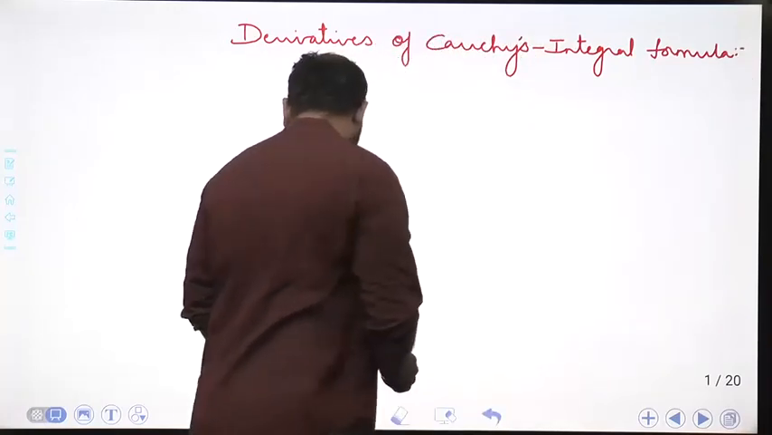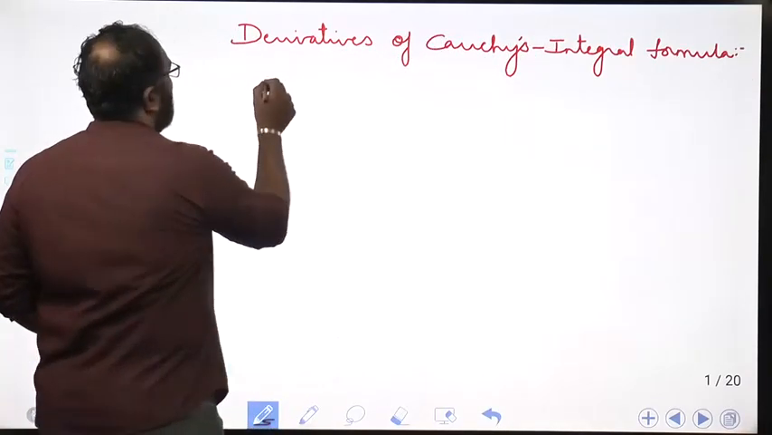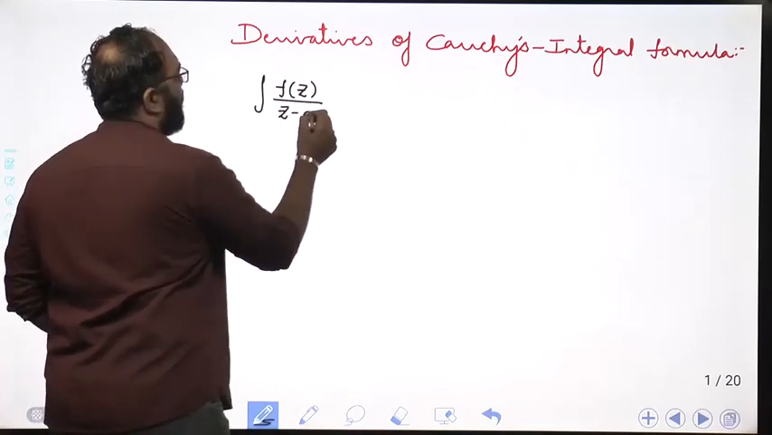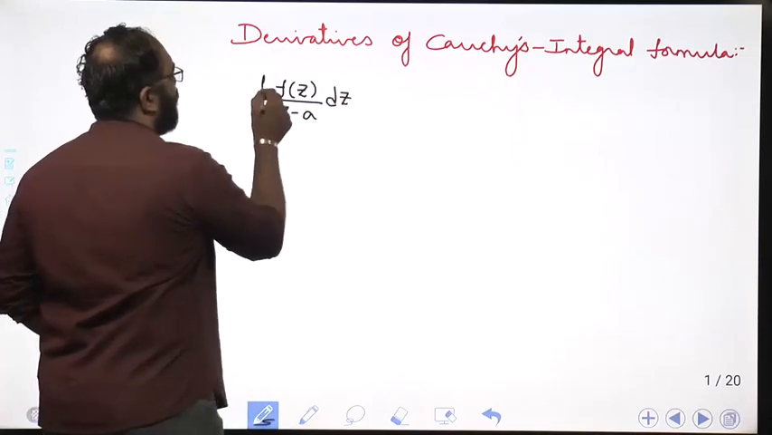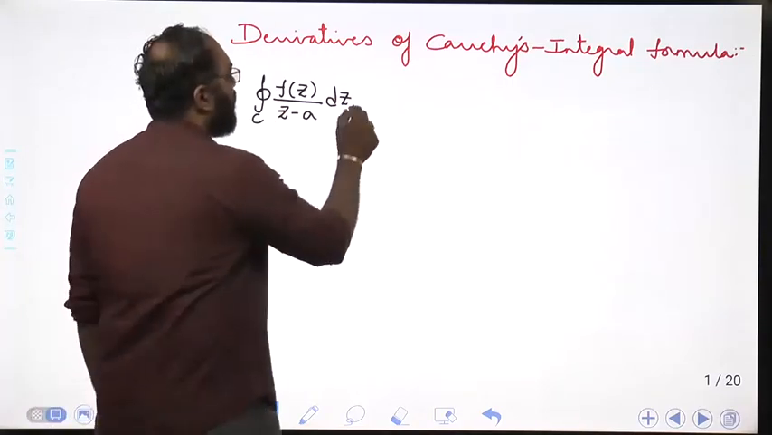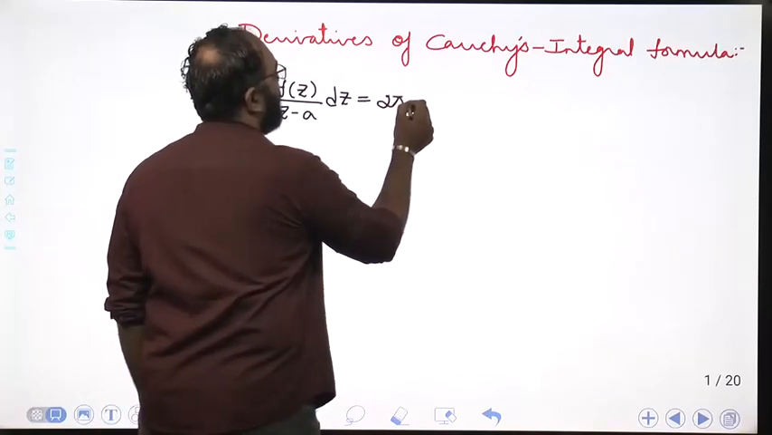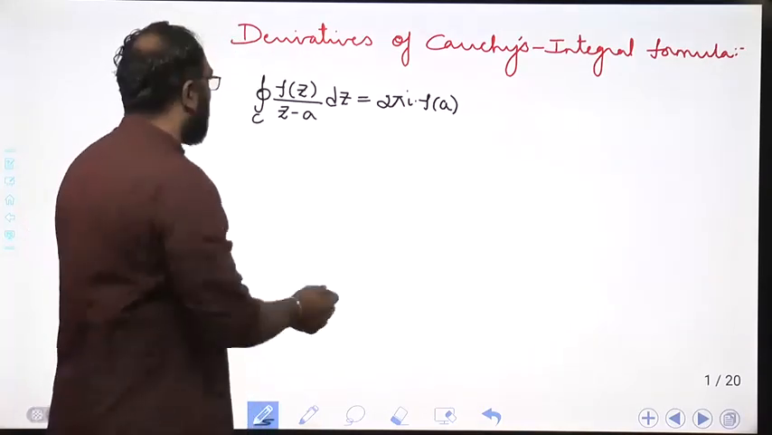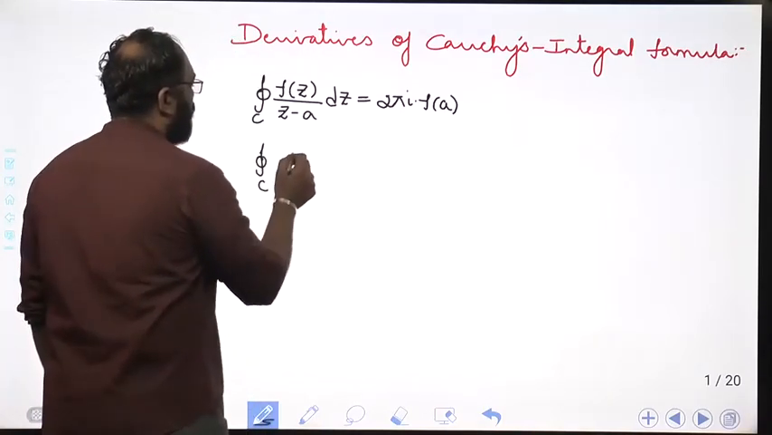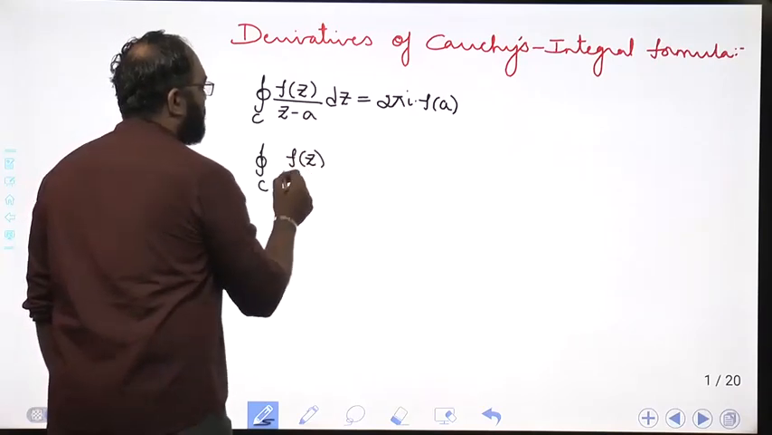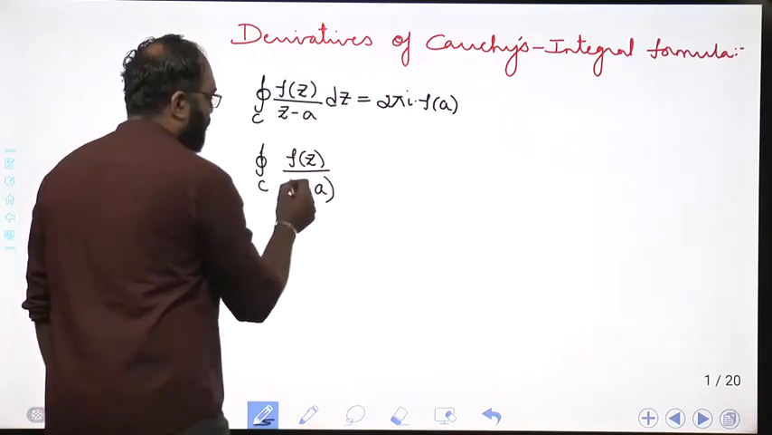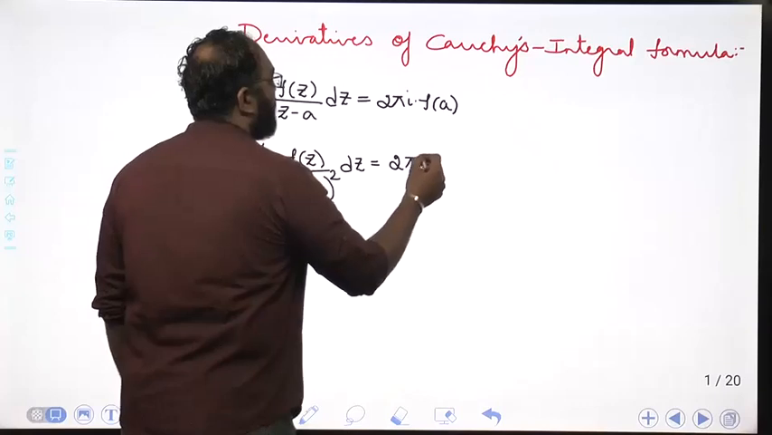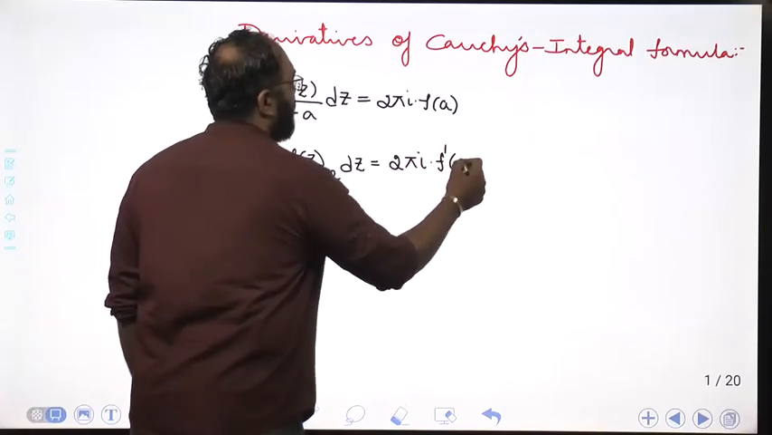What does it say? If we have the integral of f of z by z minus a dz, then the value of this integral over a closed curve C is given by 2 pi i into f of a, right? Now, if the point is repeated twice, like if we have the integral over C of f of z by z minus a whole square, then the Cauchy integral formula gives 2 pi i into f dash of a.